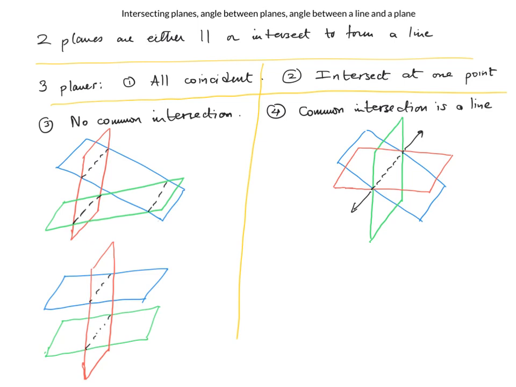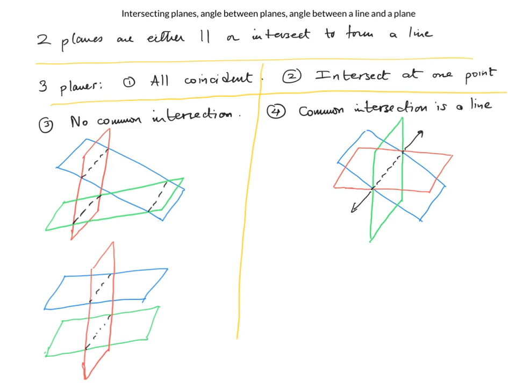So in this lesson, I'm going to talk about intersecting planes and then also the angle between planes and the angle between a line on the plane. Let's start with the intersecting planes. So if you only have two planes that are potentially intersecting, then either they are parallel planes and therefore don't intersect, or they will intersect to form a line.